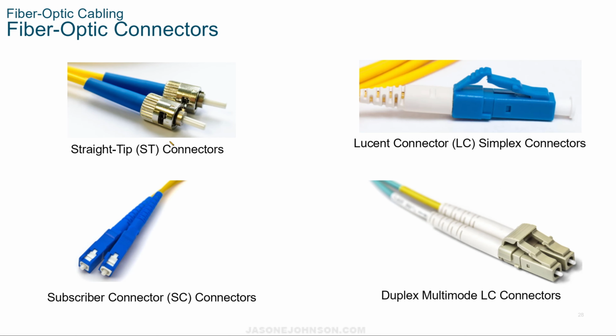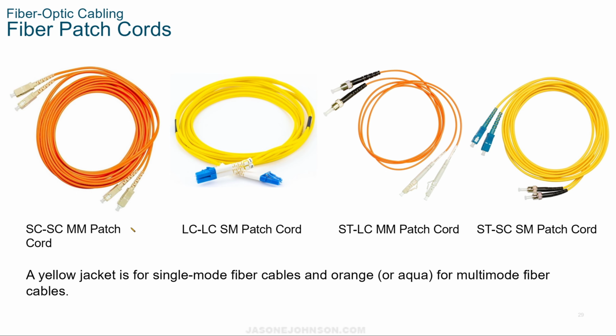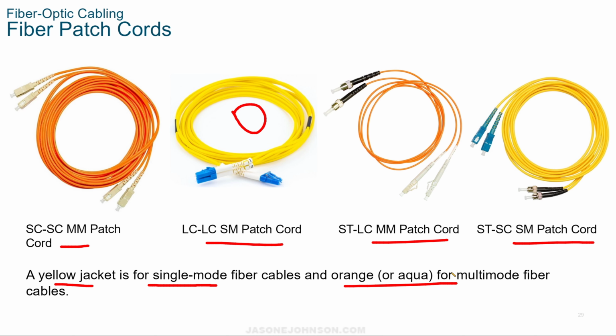The fiber optic connectors that we're going to be concerned with in this course are straight tip connectors, Lucent connectors, subscriber connectors, or duplex multi-mode LC connectors. The fiber patch cords, you'll have SC patch cords, SM patch cords, MM patch cords, and SM patch cords. A yellow jacket is for single mode, and orange or aqua is for multi-mode.